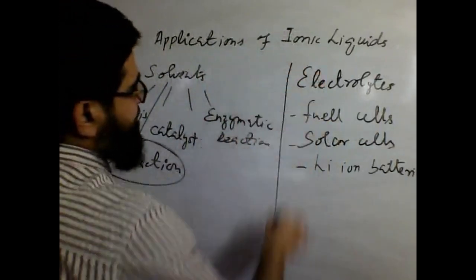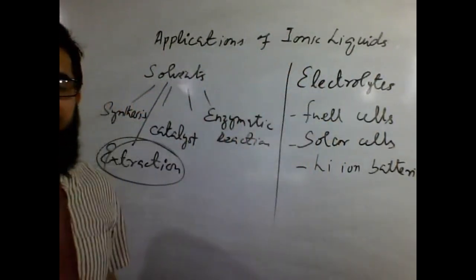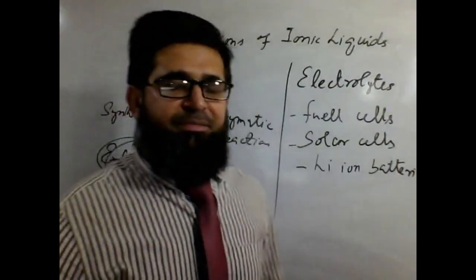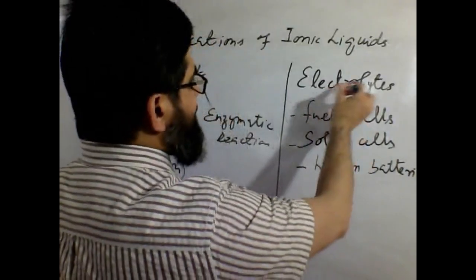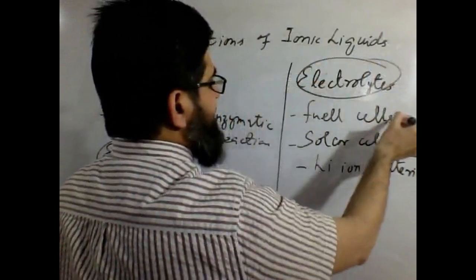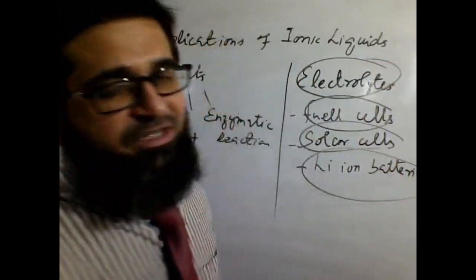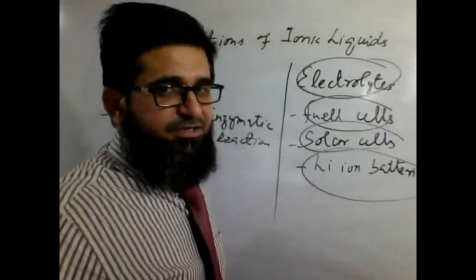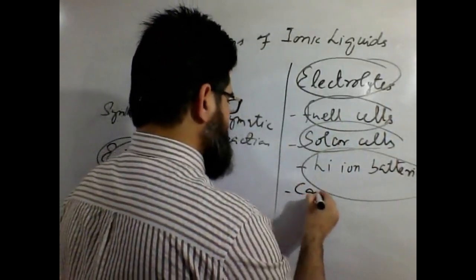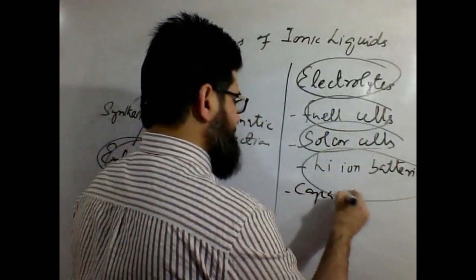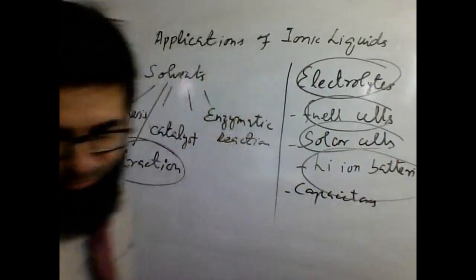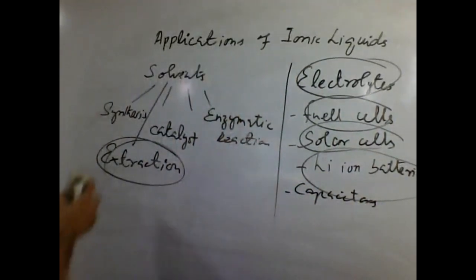Further, due to their electrochemical nature, they have been used as electrolytes in fuel cells, solar cells, modern lithium-ion batteries. They are being used as capacitors. These are a few main examples where they have been used.